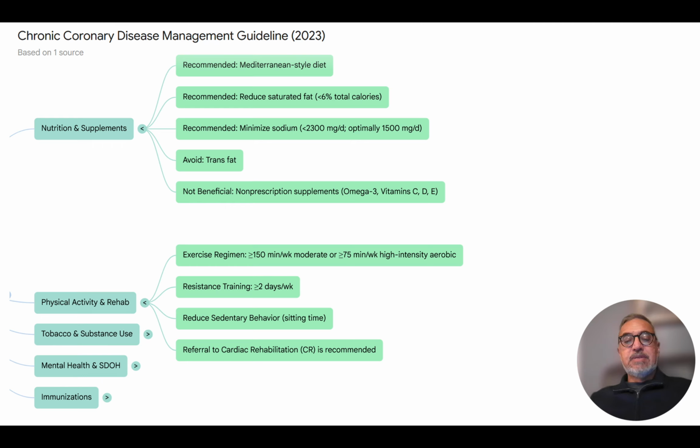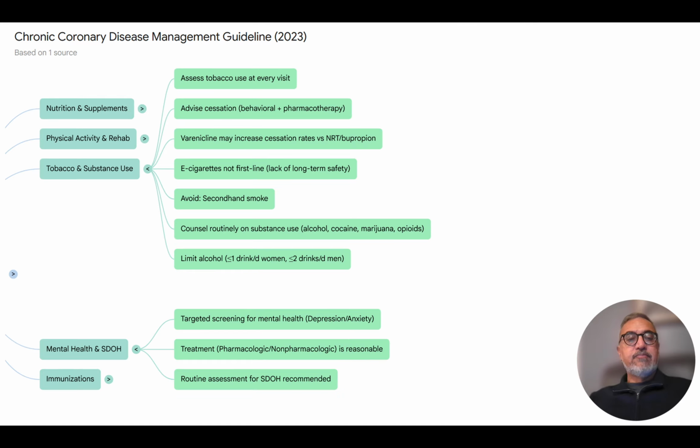When it comes to physical activity and rehab, an exercise regimen that involves more than 150 minutes per week of moderate exercise or 75 minutes per week of high-intensity aerobic exercise is recommended. Resistance training 2 to 3 days a week, reduce sitting time, and refer to cardiac rehab for angina patients is recommended.